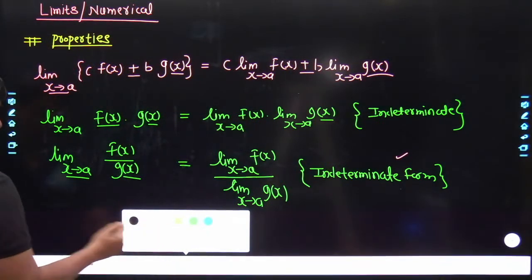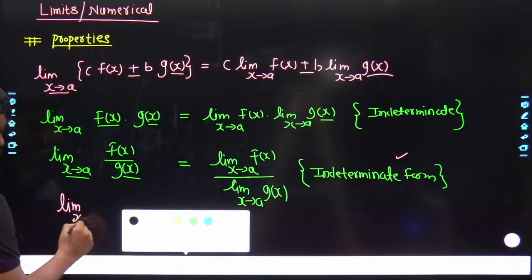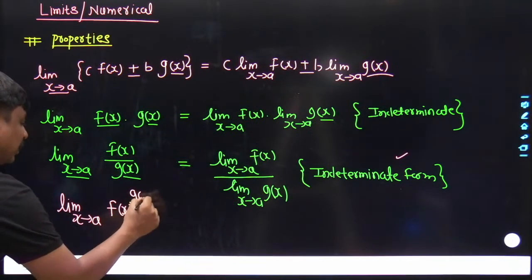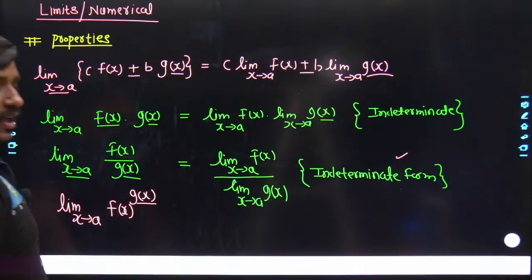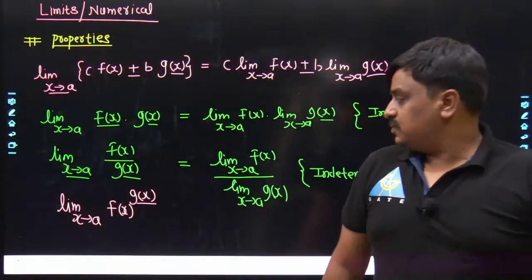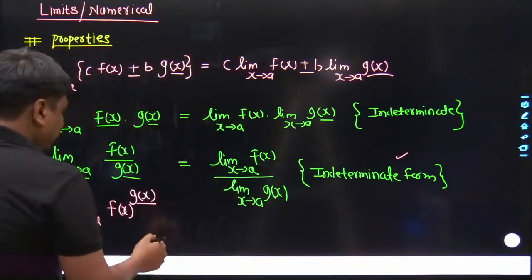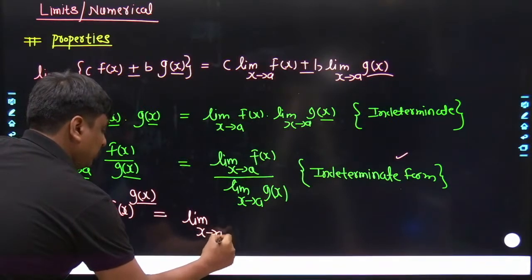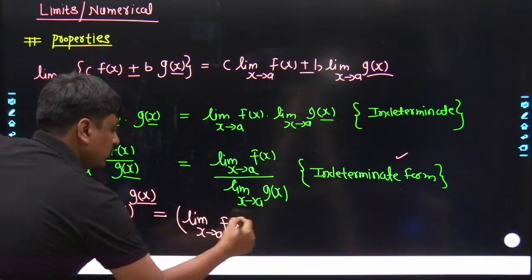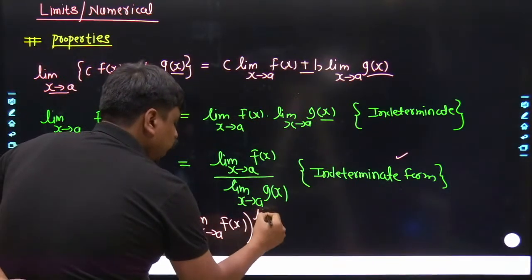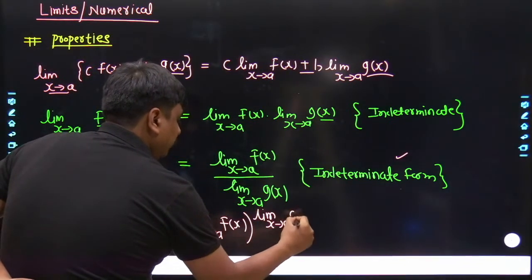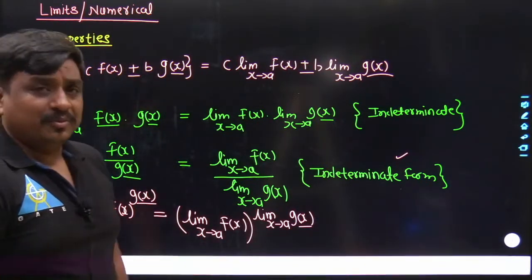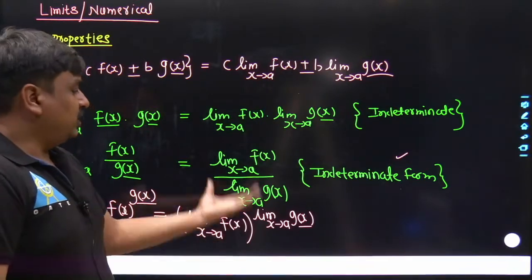Let me take another structure. The structure is limit x tends to a applied over a function f of x raised to another function g of x, and this sort of problem does come repeatedly in the GATE examination. Again the same methodology has to be used. Limit x tends to a has to be fed with f of x, and then we can feed limit x tends to a with g of x. Again, the result should not be in the form of indeterminate. If it is not, whatever result you get would be the precise result.